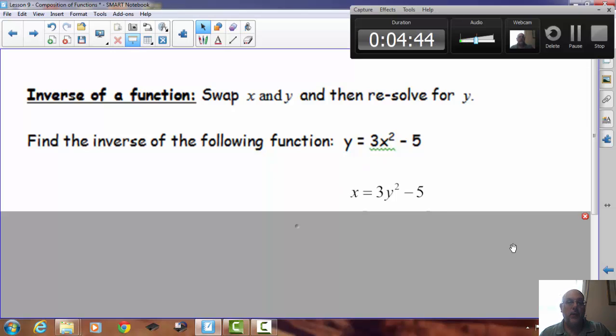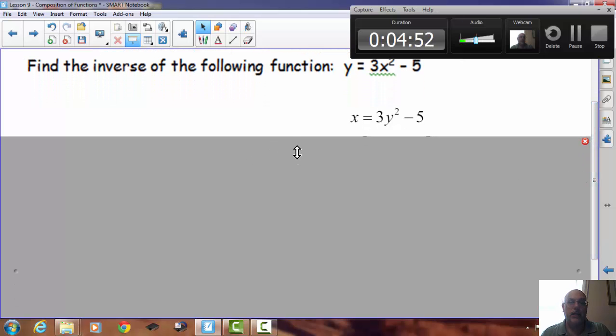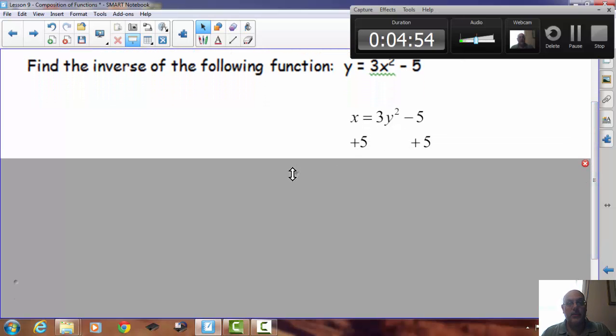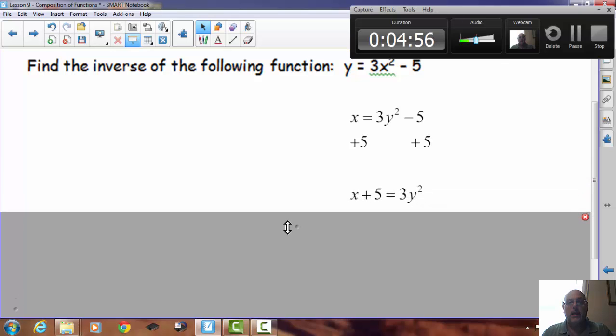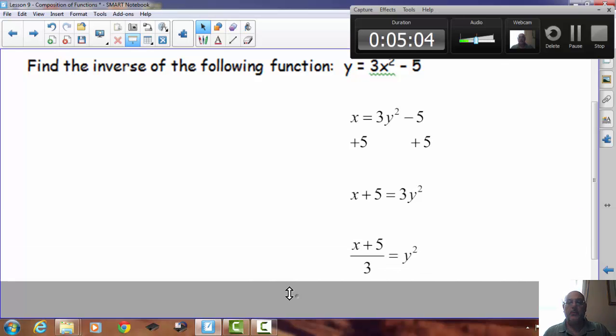Then we have x is equal to 3y squared minus 5. I need to resolve this for y; I need y by itself. So I add 5 to both sides, and I have x plus 5 is equal to 3y squared. I divide both sides by 3, and I come up with (x plus 5) over 3 is equal to y squared.